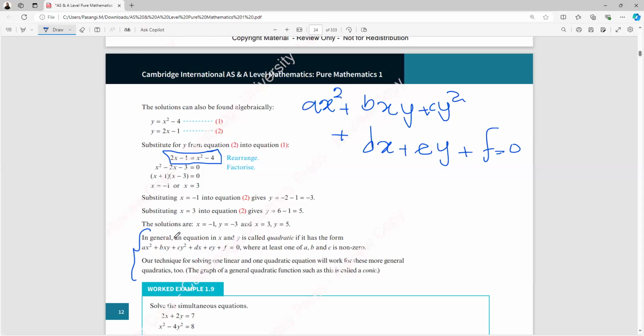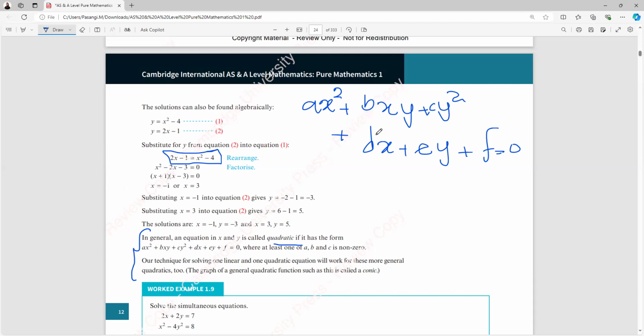But here we have a multiplication also, the xy term. So what we can say is that in general an equation in x and y is called quadratic if it has this form, where at least one of A, B, C is non-zero. Anyway, if the power is 2 or greater than that, we can call it a quadratic equation. Quadratic would be the x squared value. Otherwise, it is like cubic.